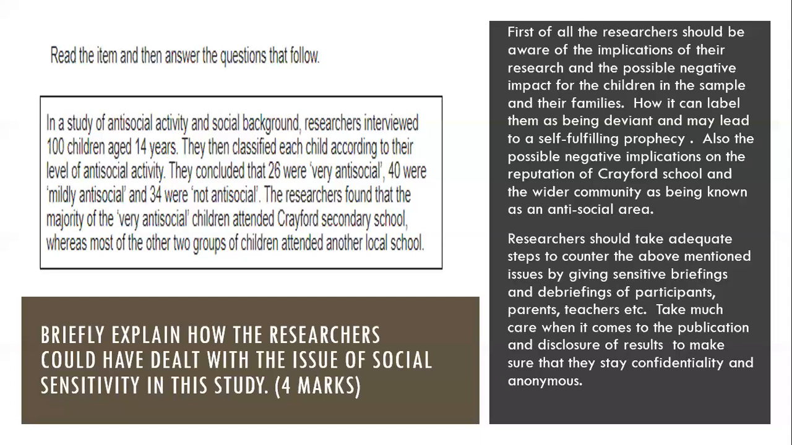So they've got to be very careful when it comes to that, but also take much care when it comes to the publication and disclosure of the results to make sure that they stay confidential and anonymous. So it's really important that when they publish their findings, any personal detail is kept confidential and anonymous. You're not sharing personal details of what the school's called, who the participants are, what the general area is. All of that needs to be kept anonymous. And that's how the researchers could deal with these socially sensitive issues.